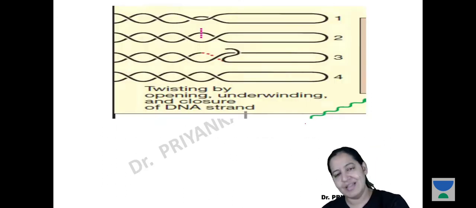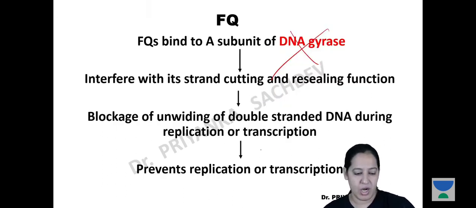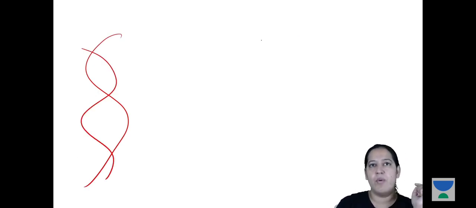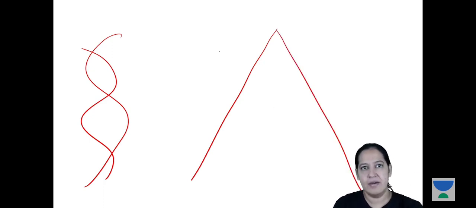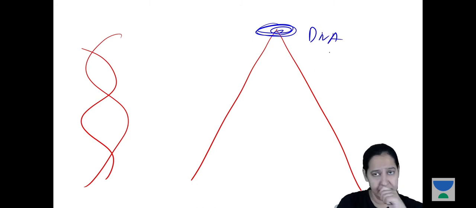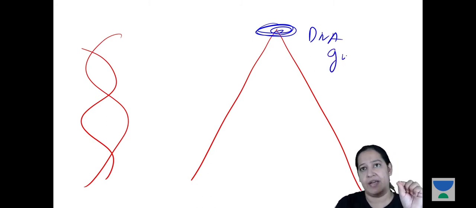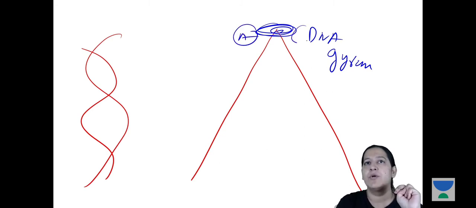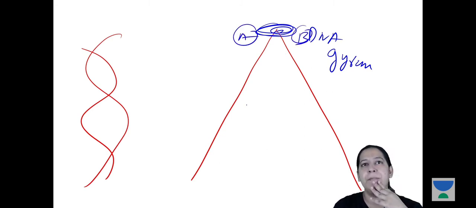Actually, this enzyme, let me draw again. So this is a double-stranded DNA. For unwinding you require an enzyme. This is the unwinding. Unwinding is done by an enzyme. The name of the enzyme is DNA gyrase. Just to say, it is a gram-negative bacteria. So it is DNA gyrase. It has two subunits, subunit A and subunit B. So what are A and B doing?